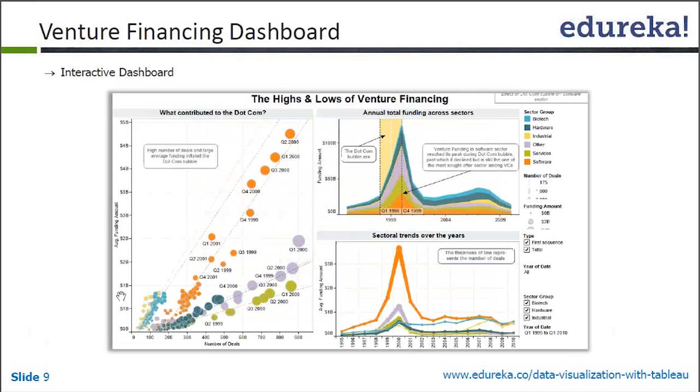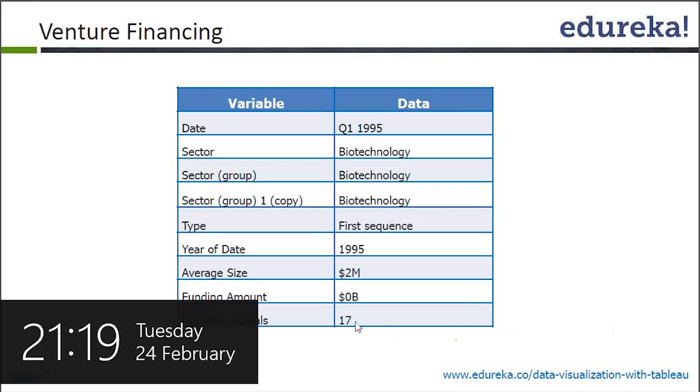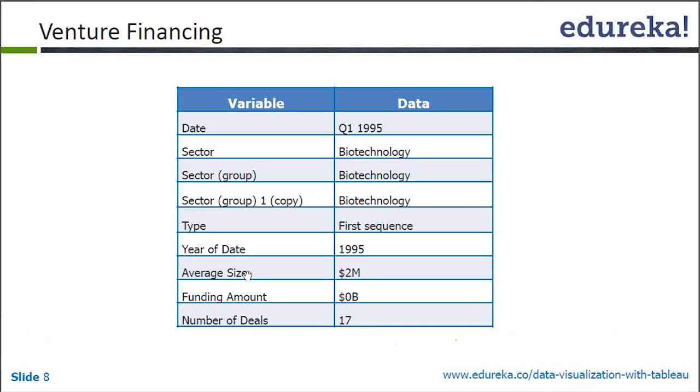So I have the date of the financing, when I was given the money. Which sector was it? Biotechnology, e-commerce, retail. What type of money was it? It was the first set of money, the second set of money, the final set of money, and so forth. Year, average size, funding amount, and number of deals. So I tried to create a dashboard which looked something like this.